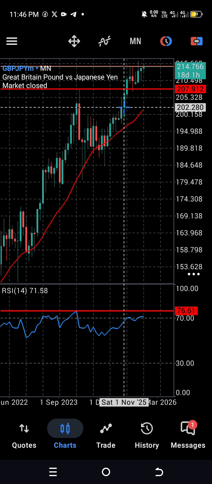So we have come to the end of the examples of bullish divergence and bearish divergence.